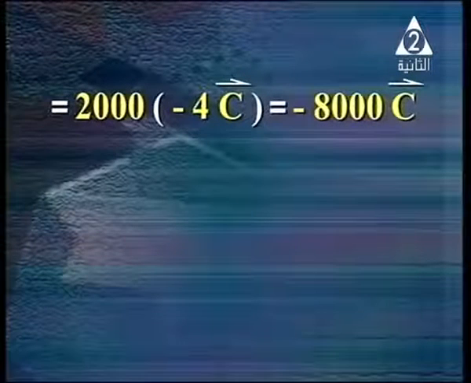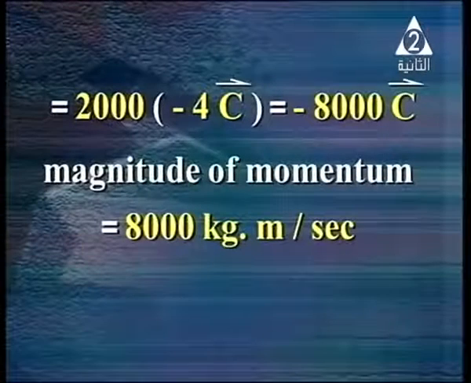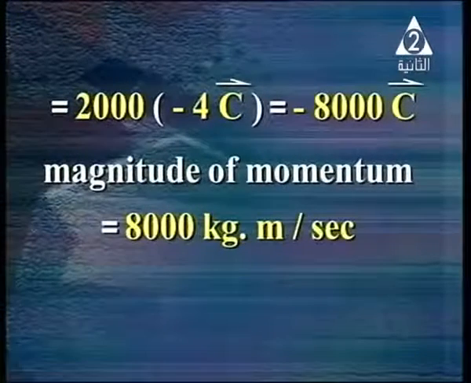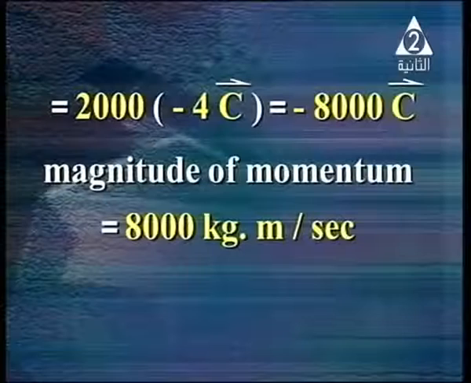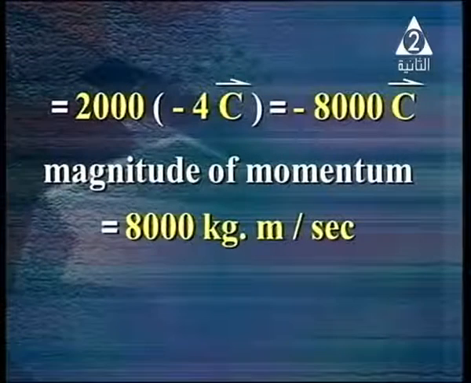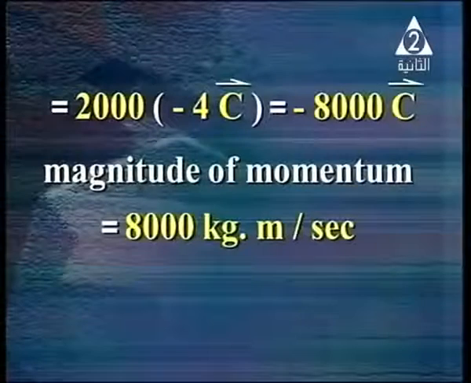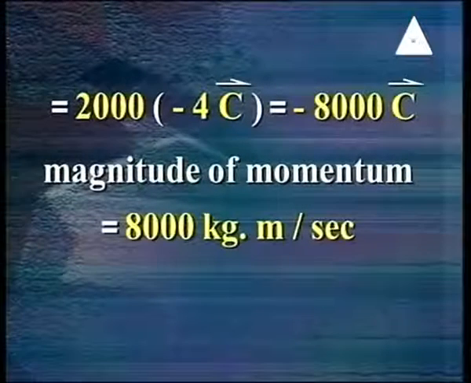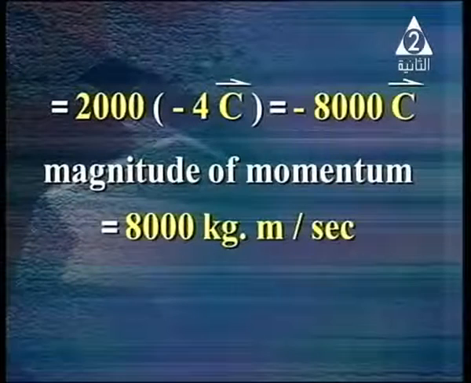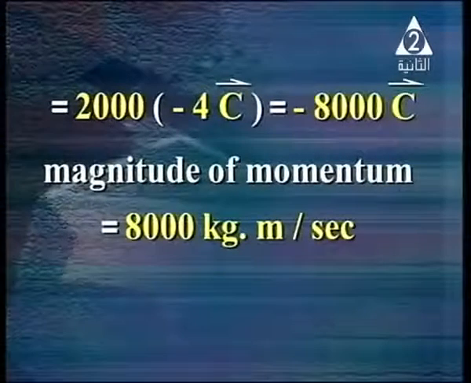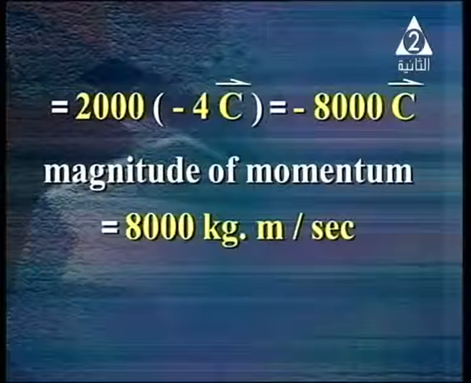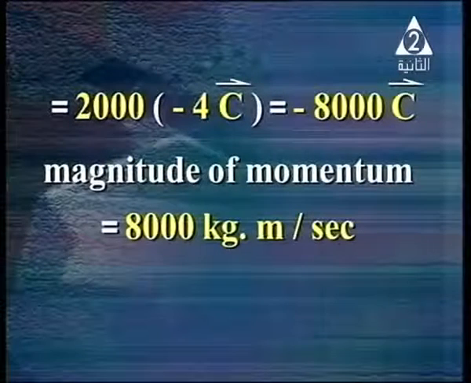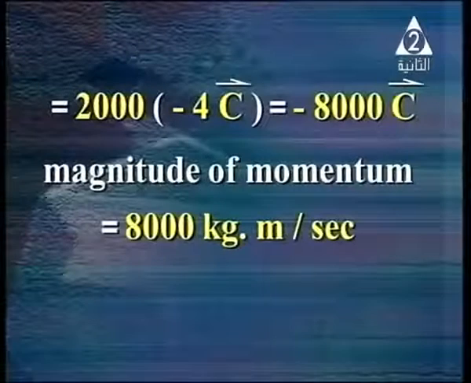Then what is the magnitude of momentum? In this case, we choose the positive 8,000 kilogram meter per second. Remember, dear student, in this example we convert 2 tons to 2,000 kilograms. After that, we multiply 2,000 by negative 4, which equals negative 8,000. But the magnitude of momentum must equal the absolute value: negative 8,000 gives 8,000 kilogram meter per second.